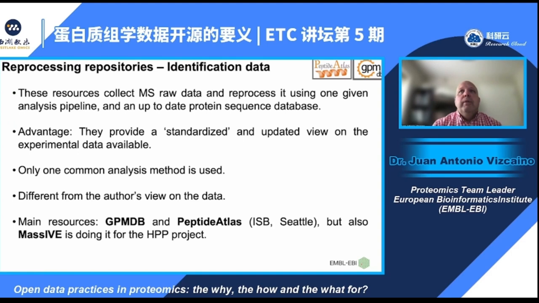What these resources have been doing in the context of identification data is collecting raw data and reprocessing it using a consistent data analysis pipeline and an up-to-date protein sequence database. The advantage is that they can provide a standardized and updated view on the experimental data that is available, a view on a particular proteome, because one common analysis method is used. Of course, this sometimes has the inconvenience that the results can be different from the original authors' view on the data. The main resources that have been doing this for many years are GPMDB and PeptideAtlas, but also MassIVE is doing it in the context of the HPP project.